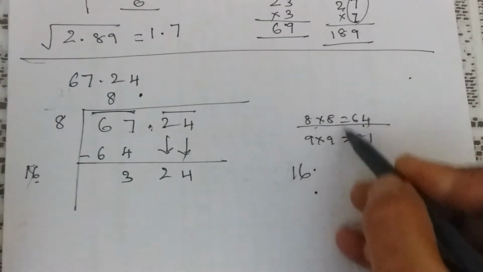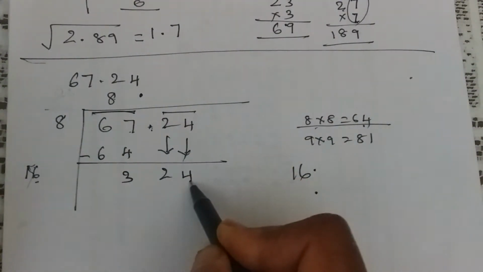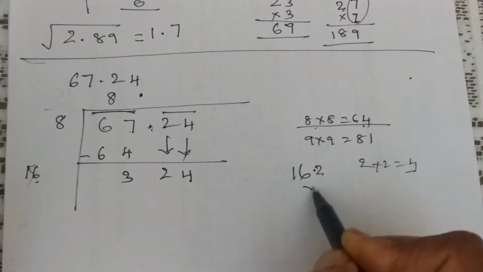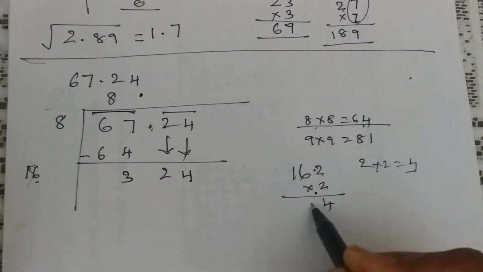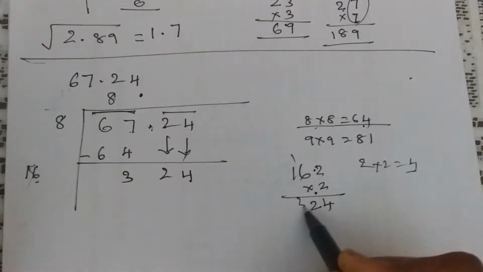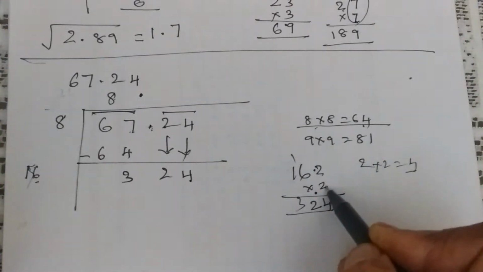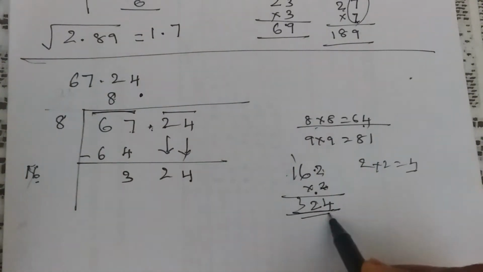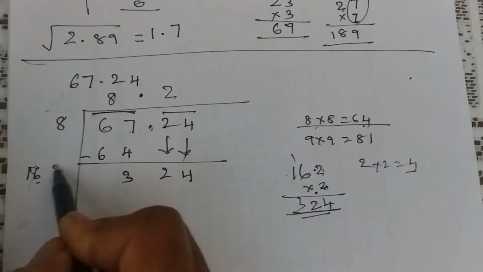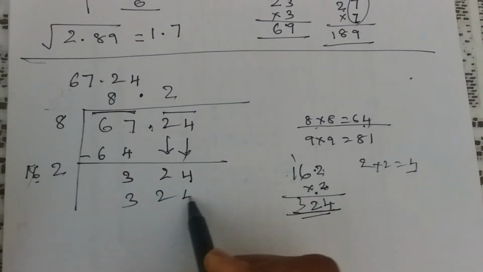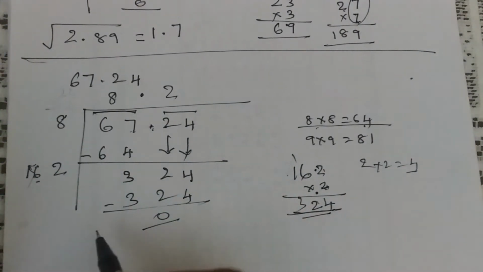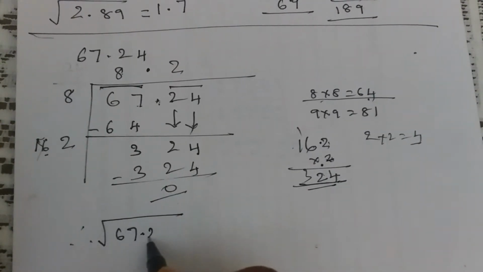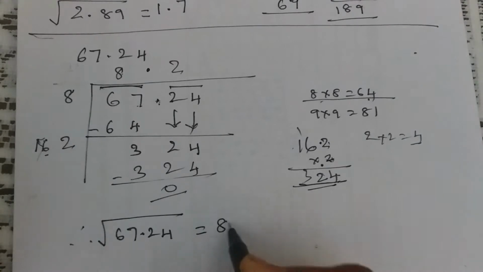So let us think of the square table which ends with 4. Yes, we know 2 2s are 4. So with 16, let us put 2 and multiply by 2. Check: 2 2s are 4, 2 6s are 12, carry 1, 2 1s are 2, 2 plus 1 is 3, 324 we got. So what is the quotient? 2 and 2. We are getting 324. So remainder is 0. Therefore, what is the final answer? Square root of 67.24 is equal to 8.2.